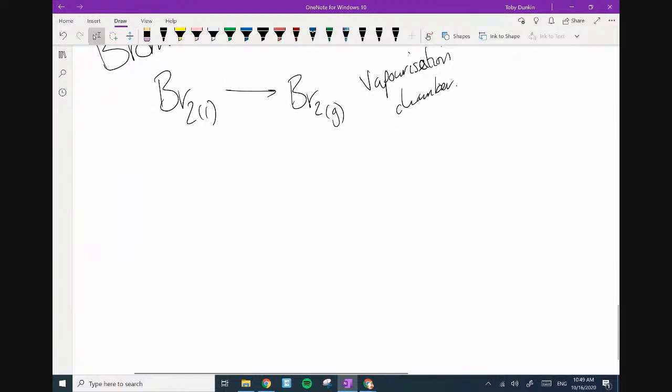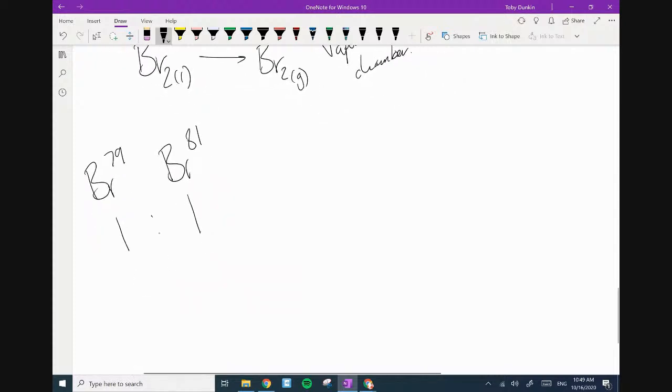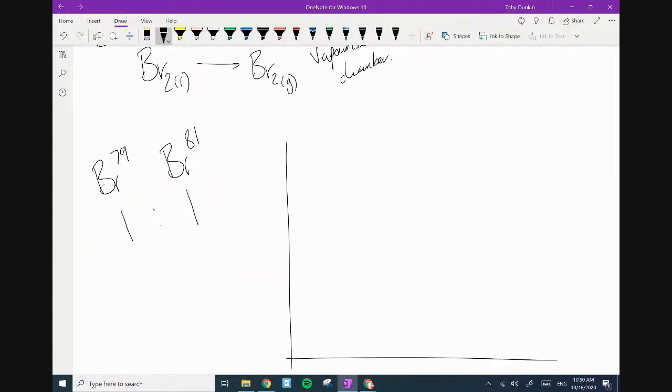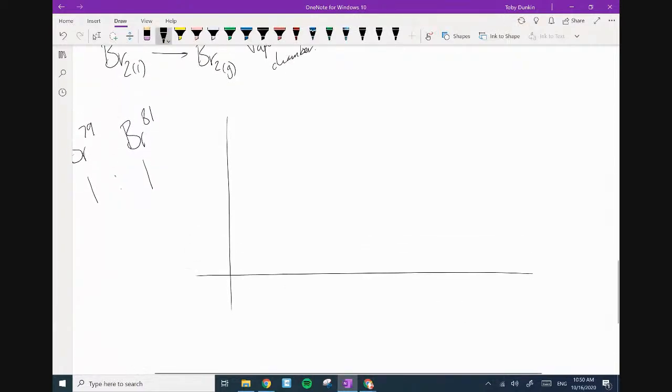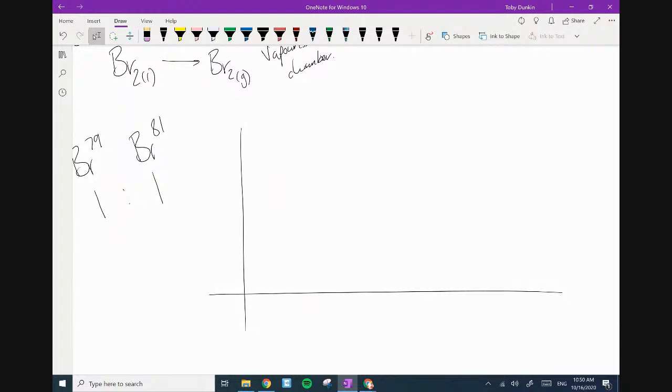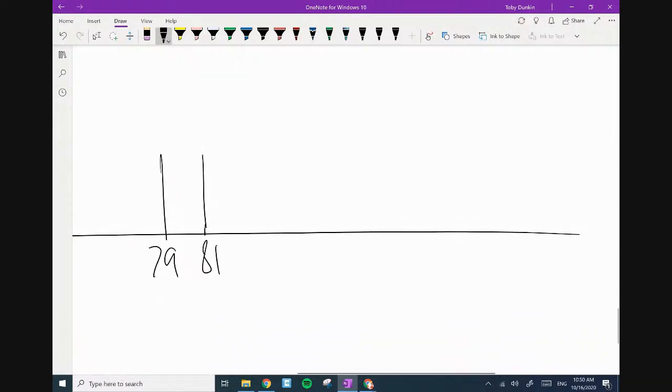What we're now going to do is look at bromine's isotopes. Bromine exists as two versions, bromine 79 and bromine 81. Now we know that bromine exists in a 50-50 ratio. So if I put bromine gas into the mass spec device, what am I going to see? I'm going to see a peak at 79, and a peak at 81, and they're going to have the same heights because they're in a 1-to-1 ratio, 50-50.